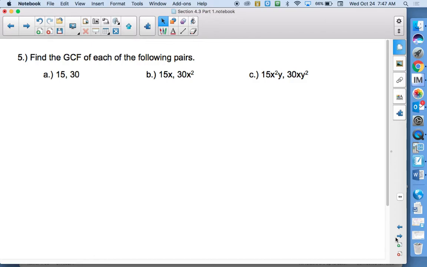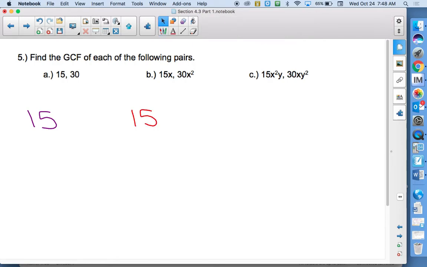So for the greatest common factor, you're looking for the greatest number that you could pull out of those, and that would be 15. 15 is the biggest number that would divide into both of them. It can't be more than 15, because anything bigger than 15 wouldn't go into 15. So you're looking for the biggest number, the greatest factor that would divide into those values. So B just builds on A. So we still have 15x and 30x squared. So the number is the same.